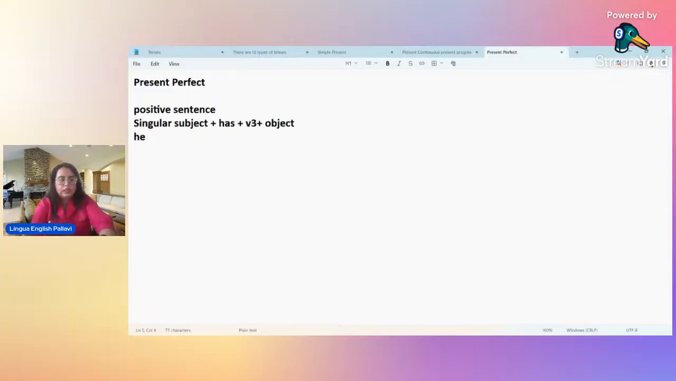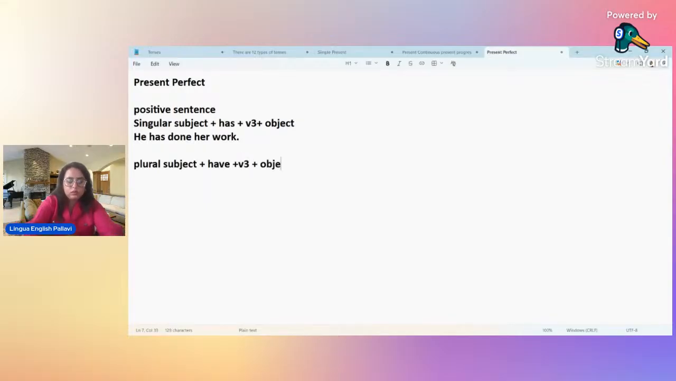So it is, he has done her work. So he has done her work, that will be the singular subject. He has done her work. Next, in positive sentences, let us learn the plural subject. So it is the plural subject plus have plus V3 plus object. So how will it be?